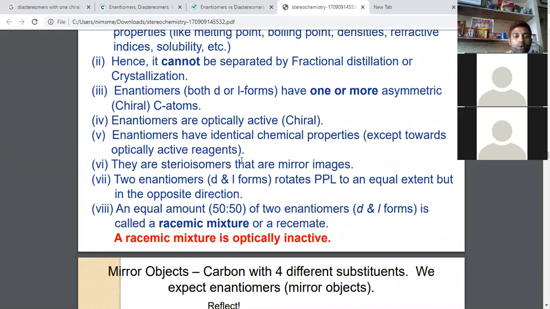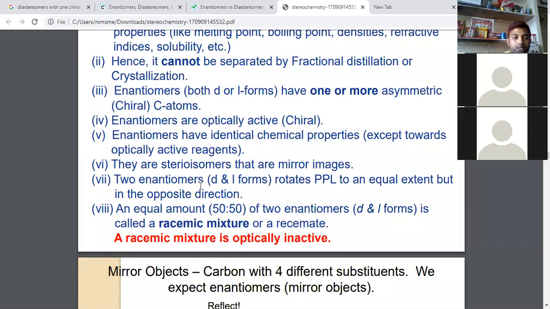Now the next one. Enantiomers have identical chemical properties except towards optically active reagents. So chemical properties are also the same except optical activity. They are stereoisomers that are mirror images. This thing we know.